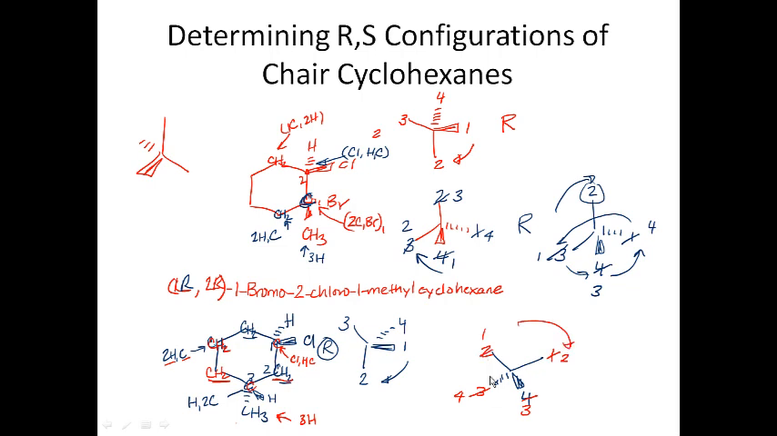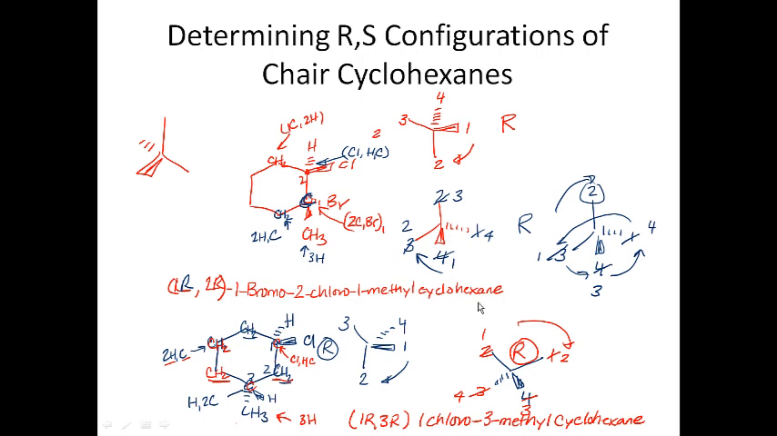Now going from 1 to 2 to 3 is still clockwise. So in this case, both the 1 and the 3 carbons are R. So if I wrote the name of this molecule, it would be 1R, 3R, 1-chloro, 3-methyl, cyclohexane. That would be its name. Okay.